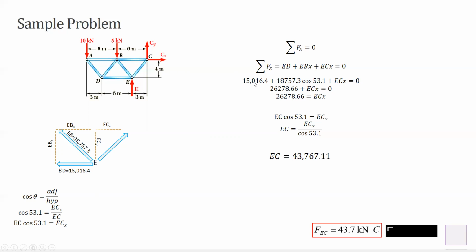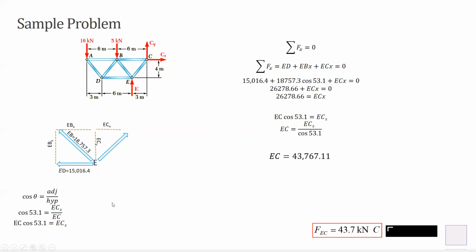So 15,016.4 comes from here. That's my ED. Then we have our 18,757.3 cosine 53. That comes from our EBX. And then we have our unknown. I plug it in, pull my ECX over, and that comes out as 26,278.66. Now that's my ECX. That is not my EC.